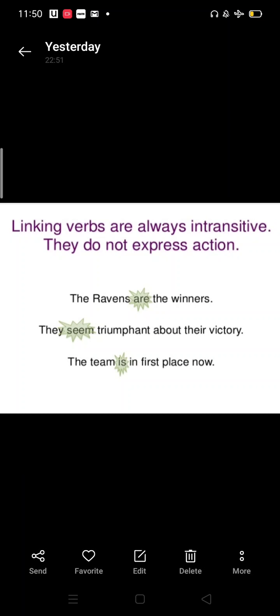Linking verbs are always intransitive. They do not express action. We can see the examples. The Ravans are the winners. They seem triumphant about their victory. The team is in first place now. Here you can see there are no objects, so they are all intransitive verbs.